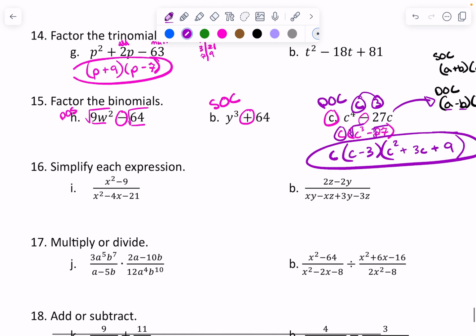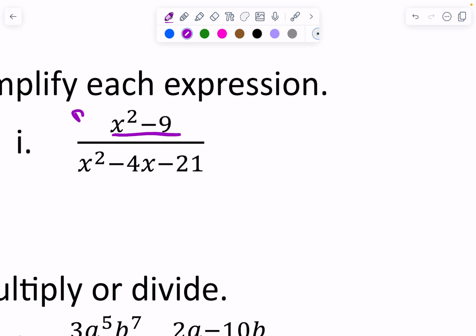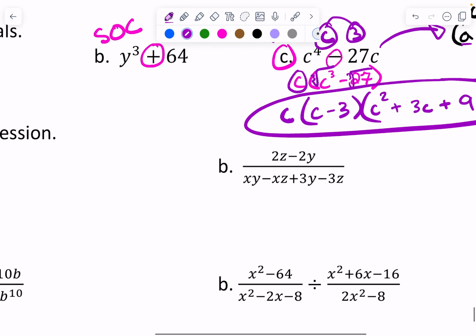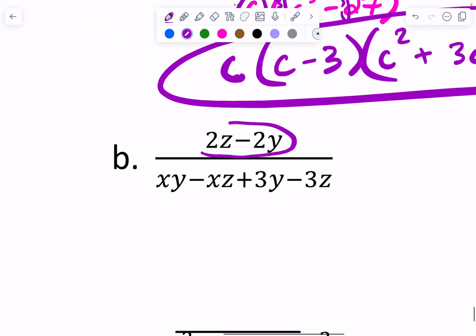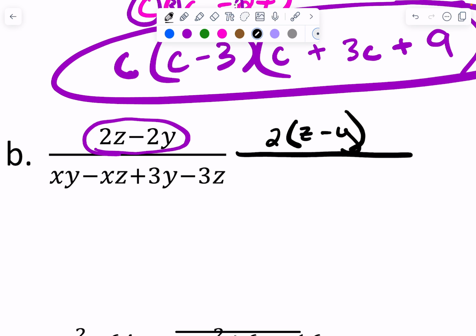All right, simplify each expression here. We're just breaking stuff down. This one, x squared minus 9, is a difference of squares. This one is a simple trinomial. Break those down and see if you can get an answer, but let's do B together. So this one, what can we do to this top? We can take a 2 out, I believe. If I take a 2 out, I get Z minus Y. That's kind of odd, but whatever.